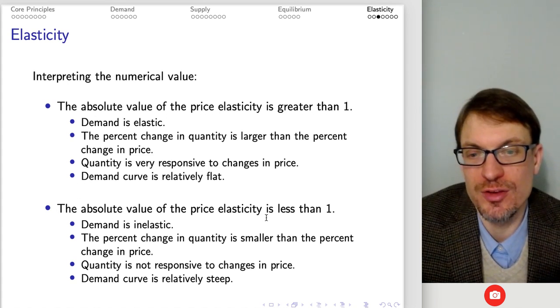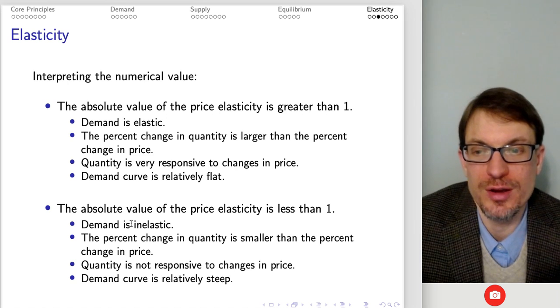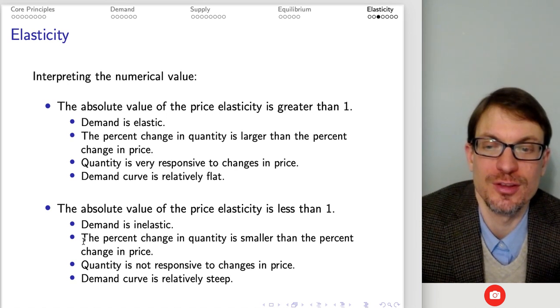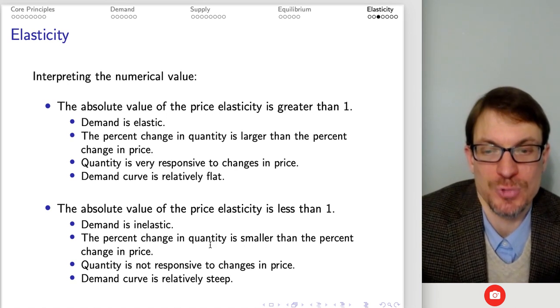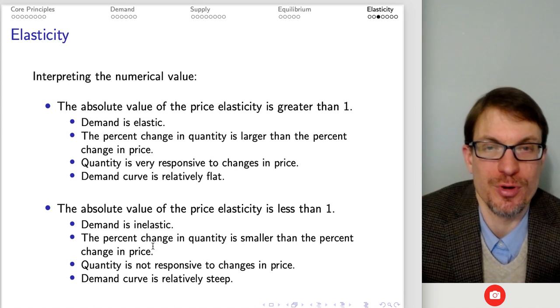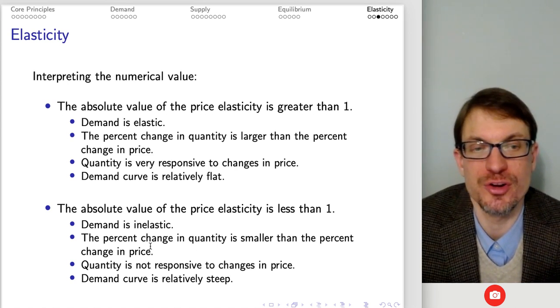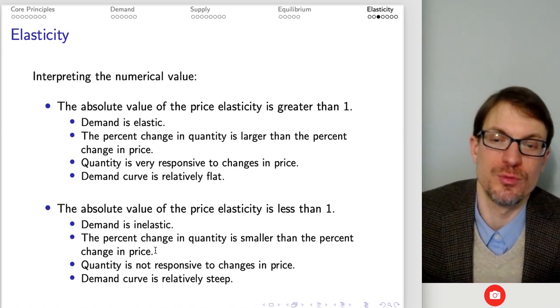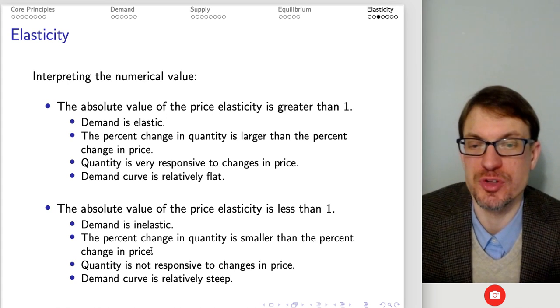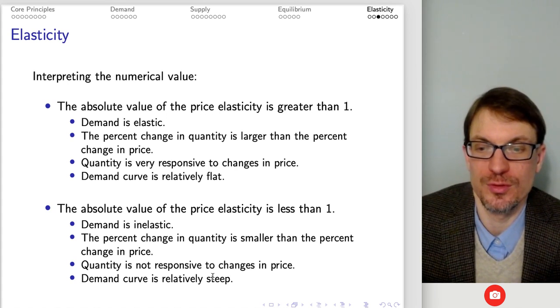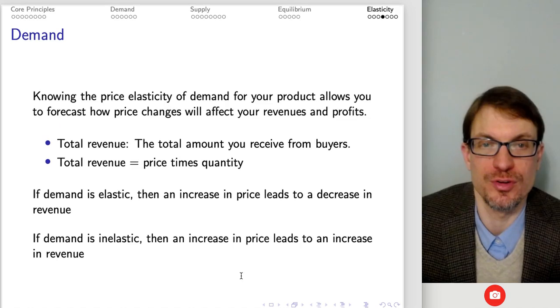If the absolute value of the price elasticity is less than 1, well, now we know demand is inelastic. The percentage change in quantity is smaller than the percent change in price. We've got a larger denominator, a smaller numerator. And now we've got quantity that's relatively unresponsive to changes in price. A relatively steep demand curve would do this.